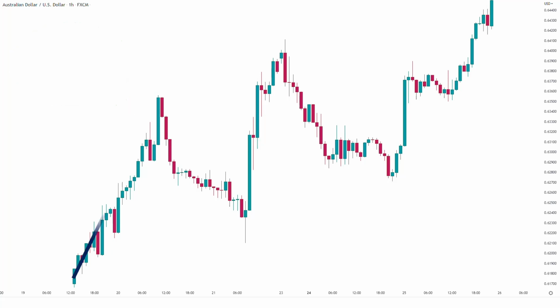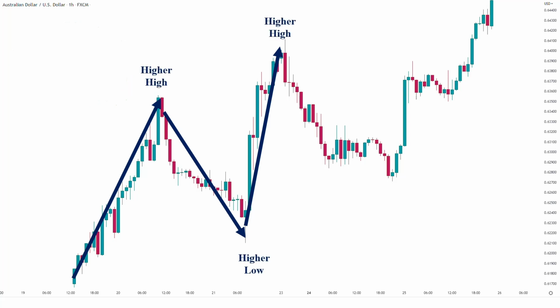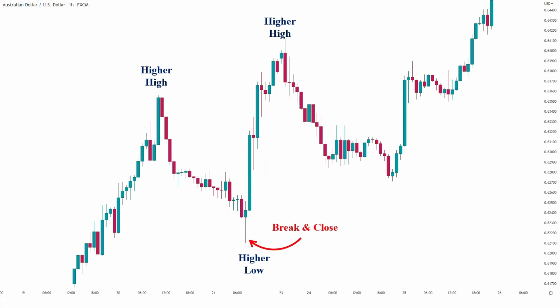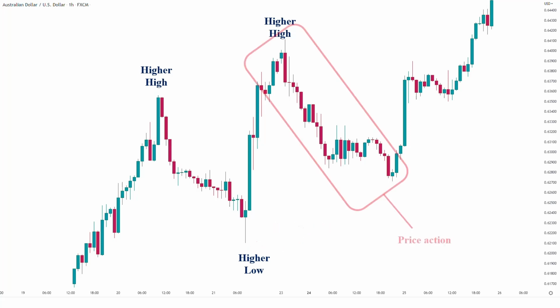So here, we can identify this as a moving uptrend and we spot our higher highs and higher lows. So now, we know as long as we don't get a break and close lower than this higher low, we can establish we're still in an uptrend. And after that, we observe the price action for possible long opportunities.